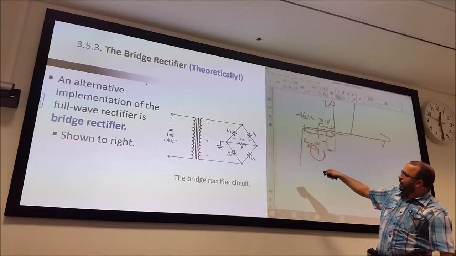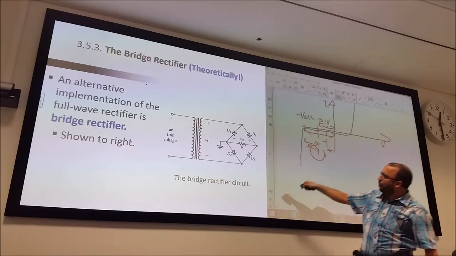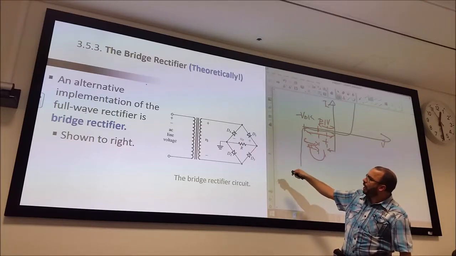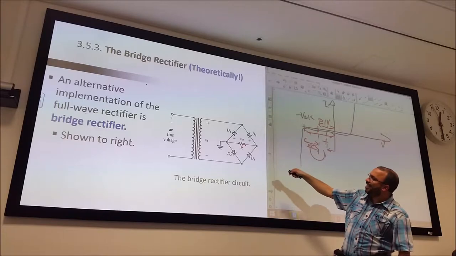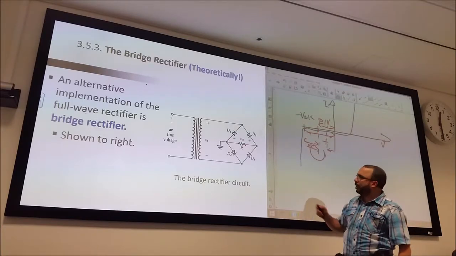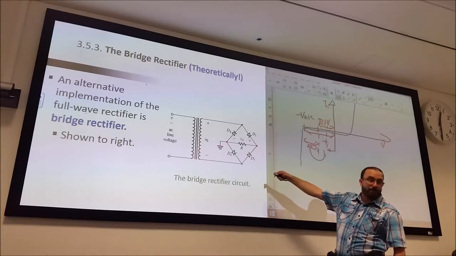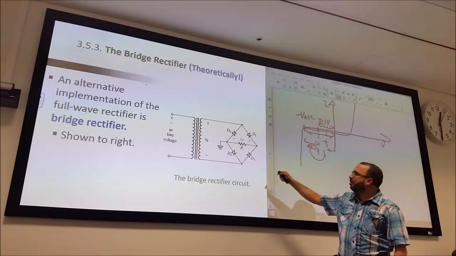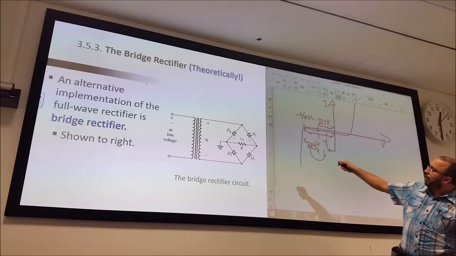Now in here, this is the bridge that we have. Basically, we have two branches of diodes, and between them there is a resistor, and that's where the output is taken. Okay? Good. And we have to have ground here. This is also very important. Without that, problems will come. All right? So how does it work?